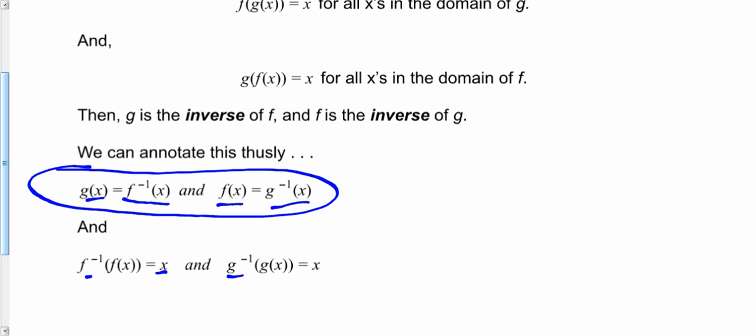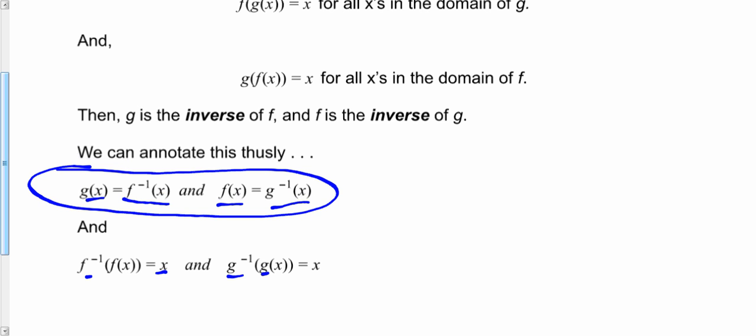And the inverse composed with the function of g of x is also equal to x. So if I take x, and I do g to it, and then I do the inverse of g to it, what do I always get? I get what I started out with. I get x.